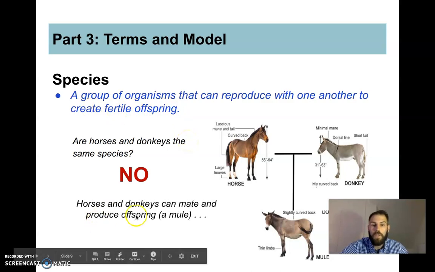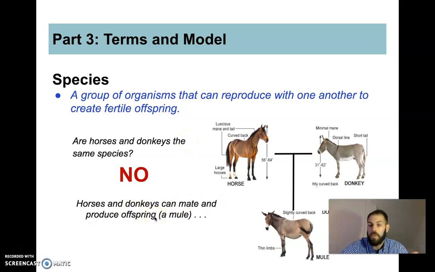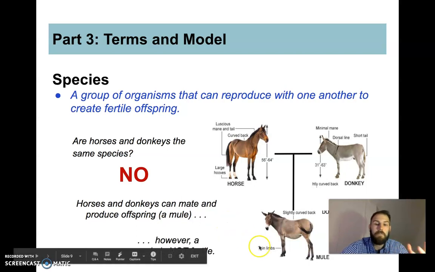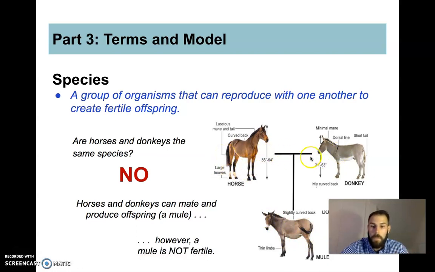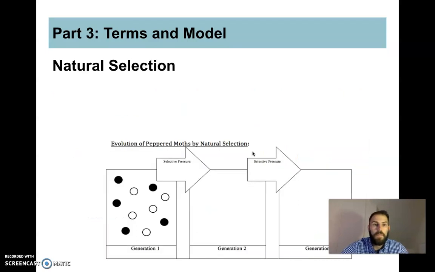So it turns out that horses and donkeys can mate and produce offspring, a mule. However, a mule is not fertile. It cannot make other mules or other horses or donkeys. It won't be able to pass its genes on to the next generation. So horses and donkeys, even though they're closely related and very similar, are not the same species based on our definition.